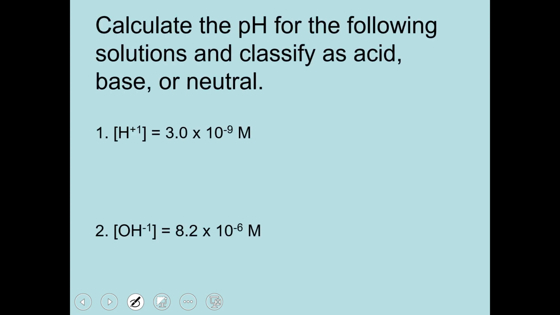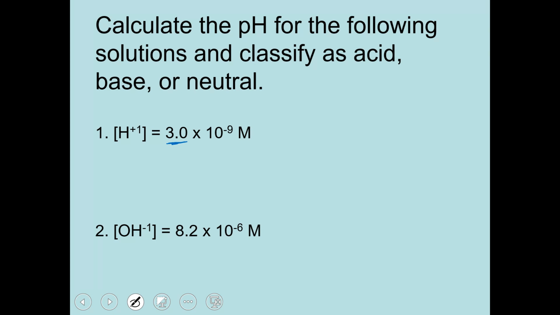So what are some other things that you'll be expected to do? Well, not every solution has an even pH or pOH number. Sometimes there's going to be decimals in between. Anytime this first number is not 1.0, you're going to end up with a decimal in between two whole numbers.